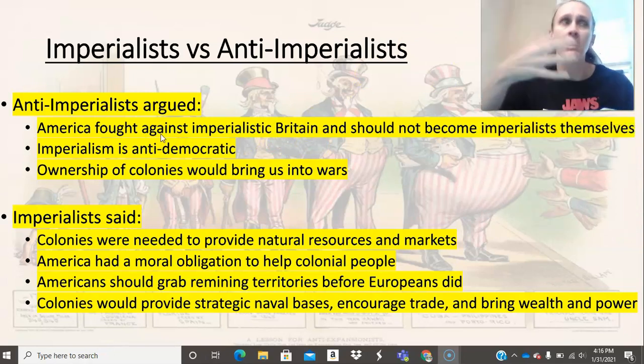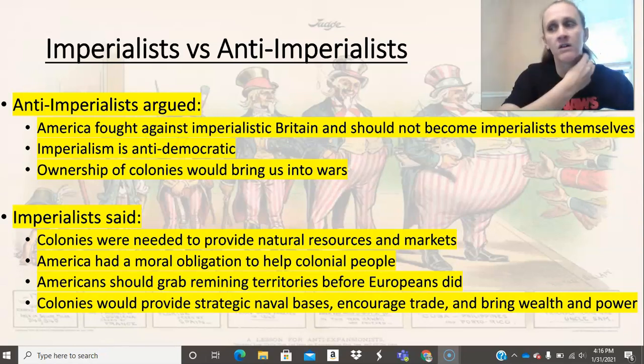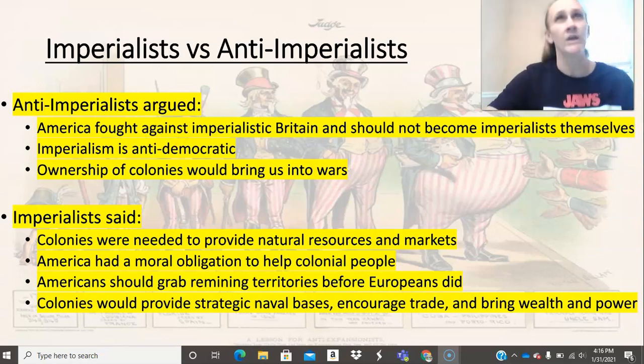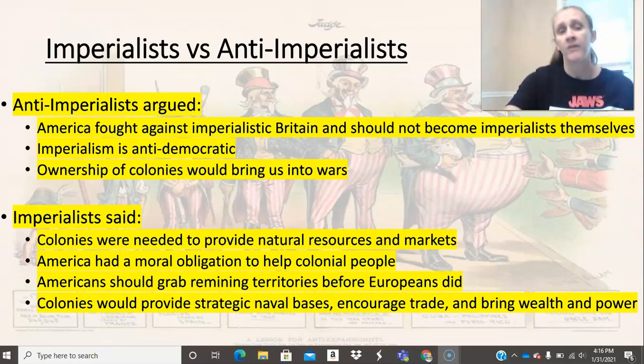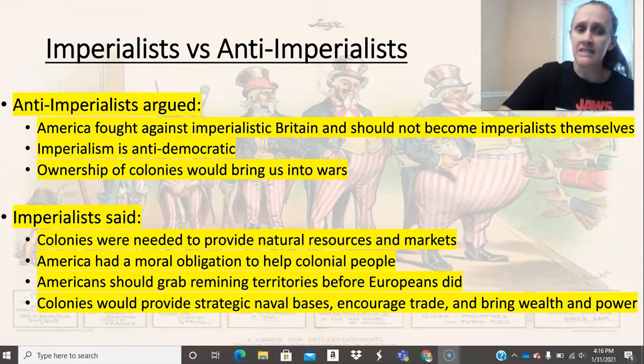Anti-imperialists, here are the arguments for their side of the argument. Here are their points. You know what? We fought against Britain and they were imperialists. We don't need to be like them. Being imperialistic is not democratic. It doesn't honor what the natives want for their country. And the ownership of colonies is going to bring us into wars with other nations that we don't want to be a part of and we may not be prepared for. Okay? And we don't really need to deal with that.